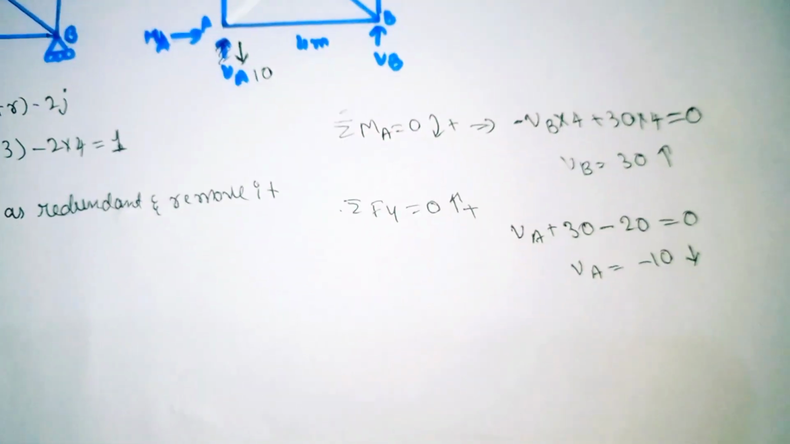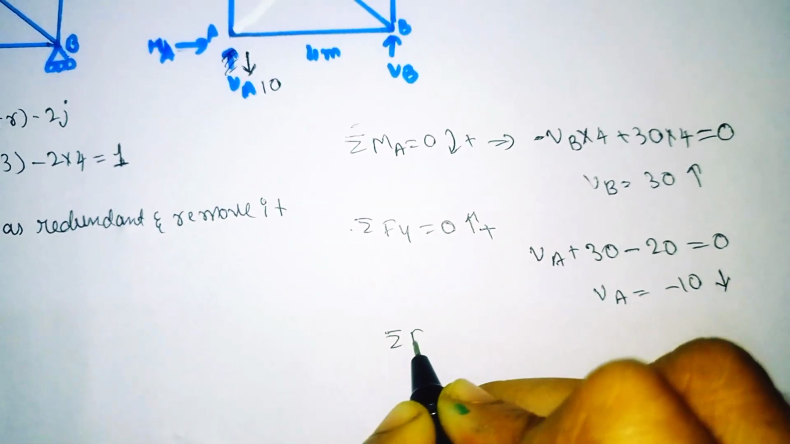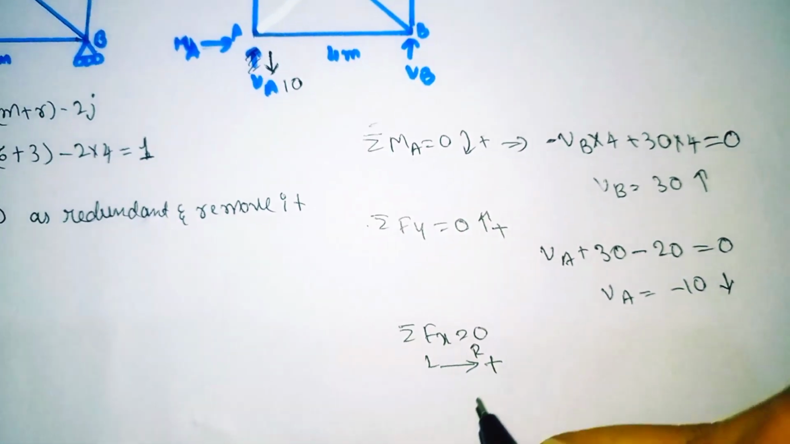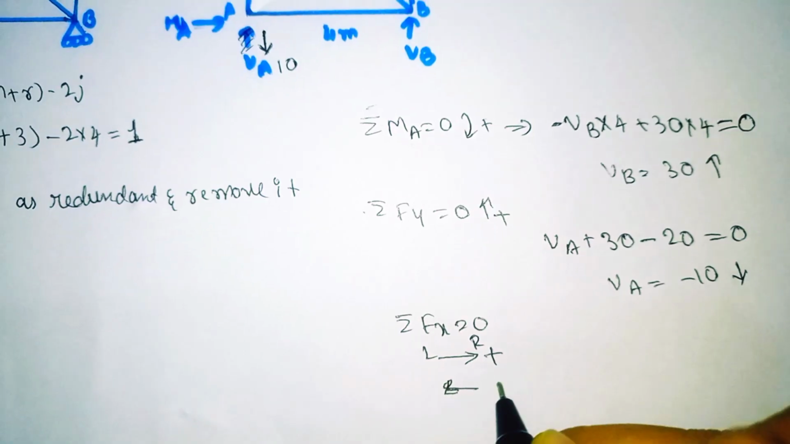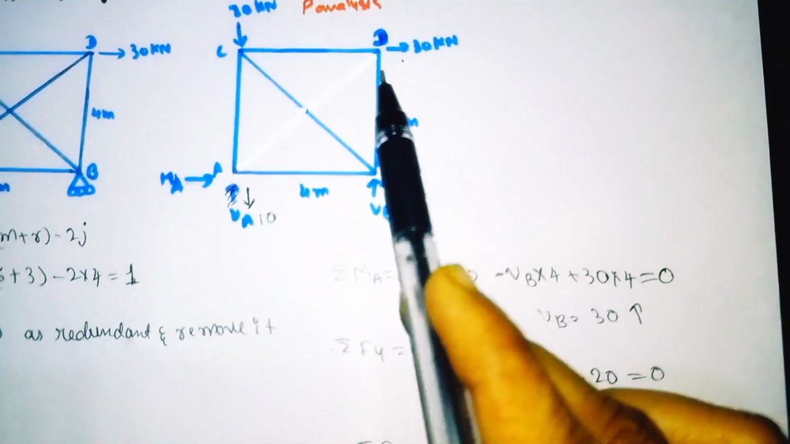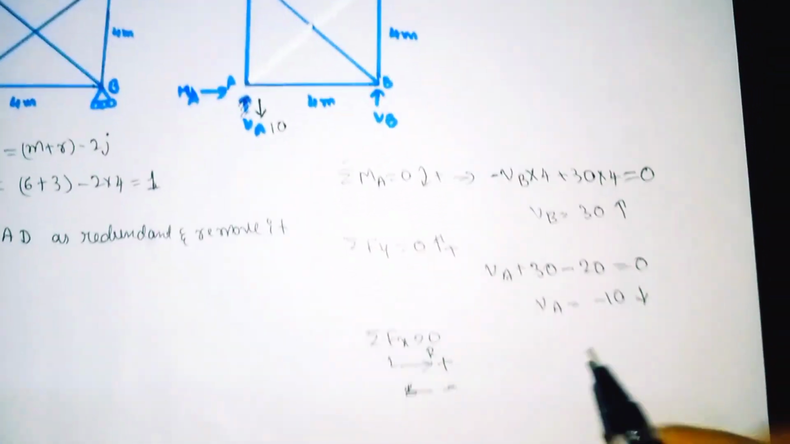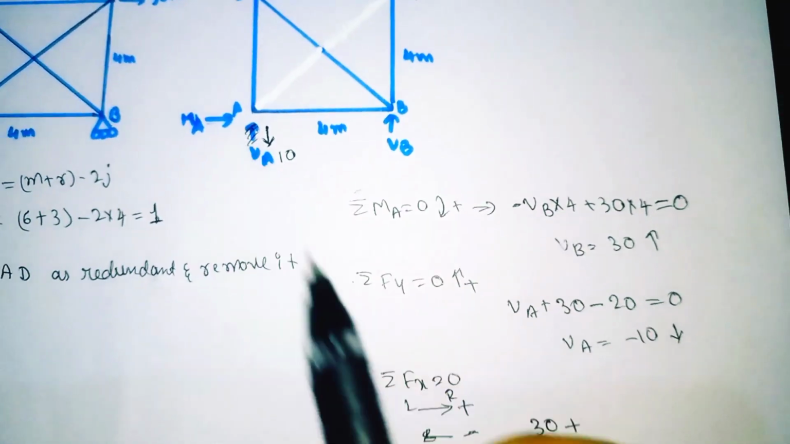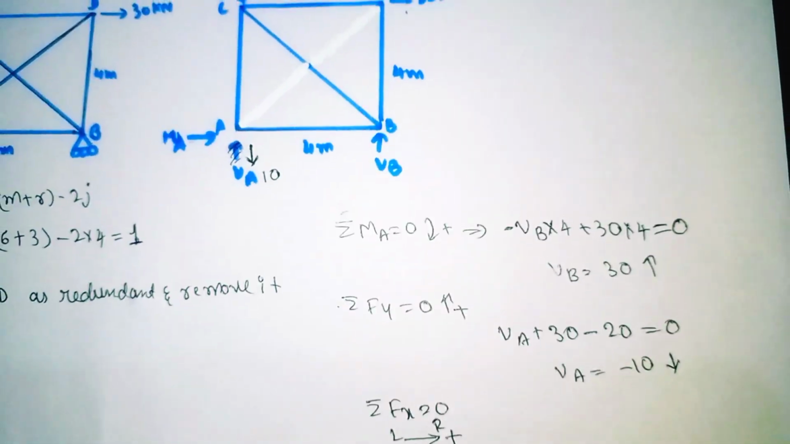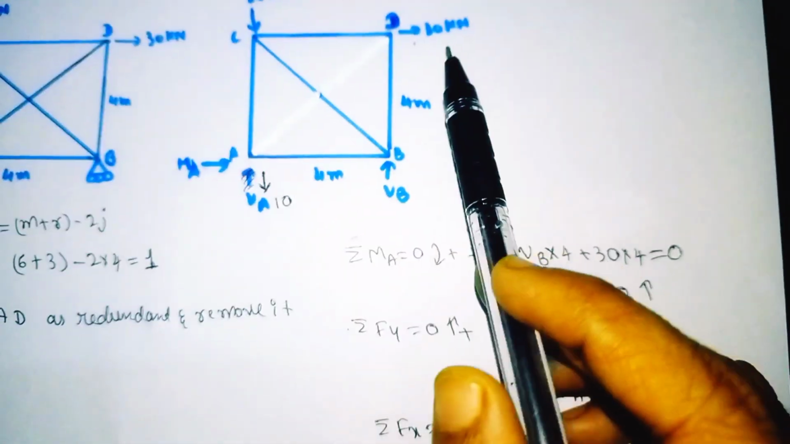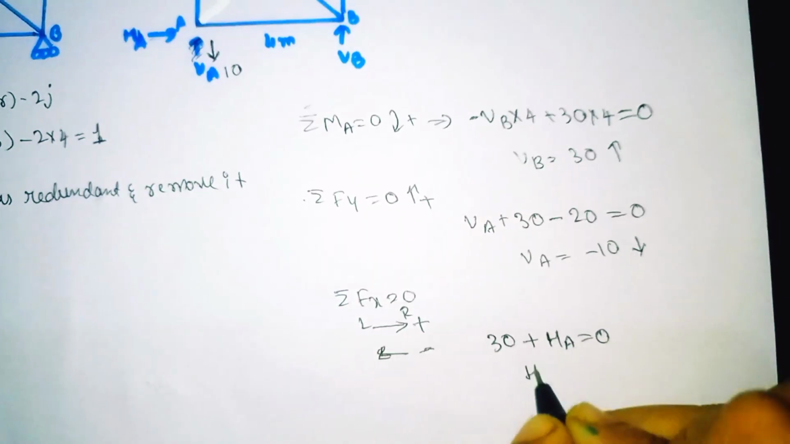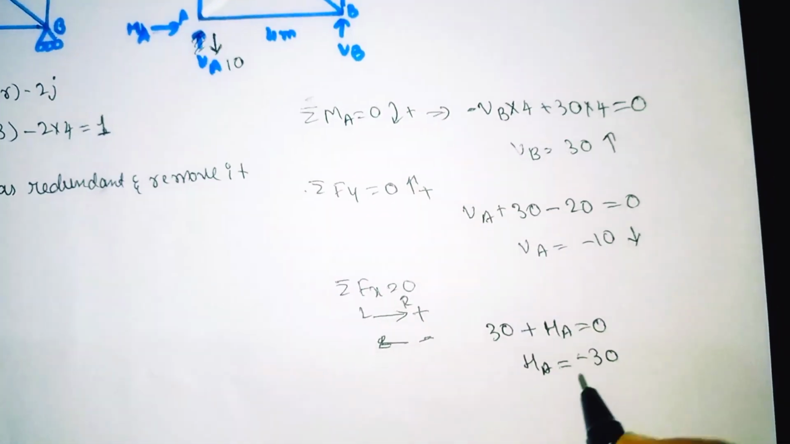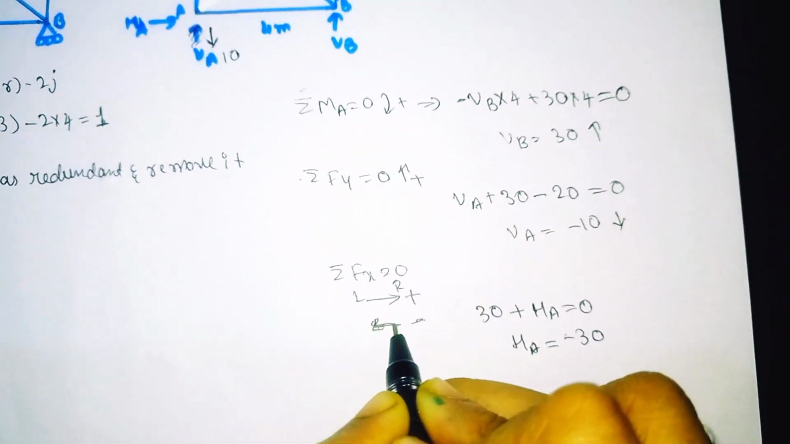Similarly, we need to find the HA. For that, summation of all the horizontal forces is equal to 0. So we need to take positive left to right, and we need to take negative what is going right to left. So here the horizontal one is 30. It is moving positive. So 30 plus HA, which is moving like this, it is also positive. Is there any other horizontal one? No, only 2, HA and 30. So is equal to 0. So our HA will come out as minus 30.